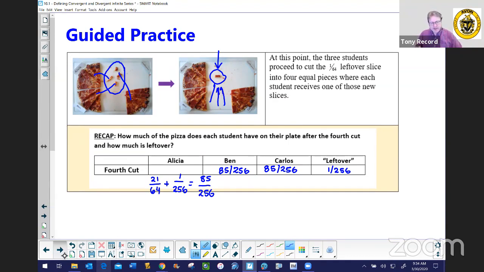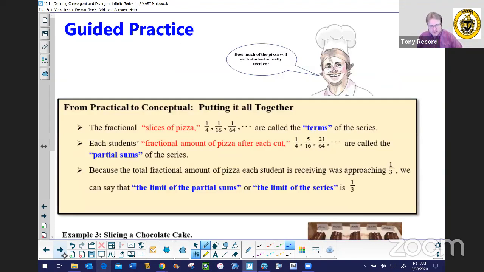Well, that kind of brings up the ultimate question here. How much of the pizza will each student actually receive? Well, it seems like they've all 3 have acquired the combined total pizza among them, and they've done so evenly. It only stands to reason that each student would have received a third of the pizza. But the interesting idea is that we were only dividing it into fourths the whole time.